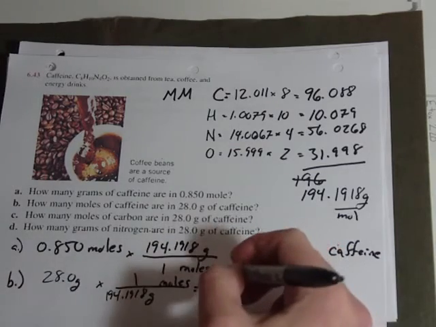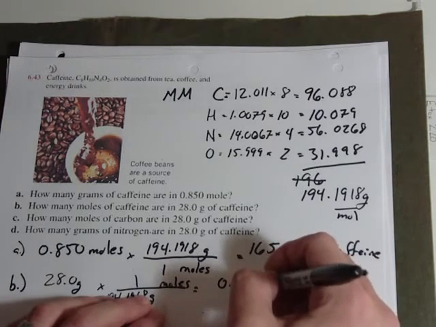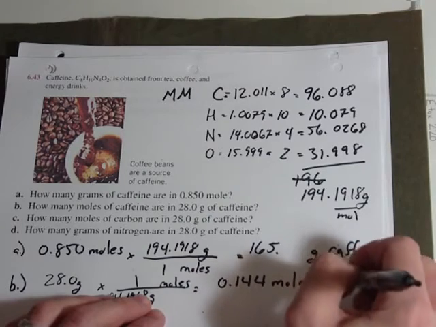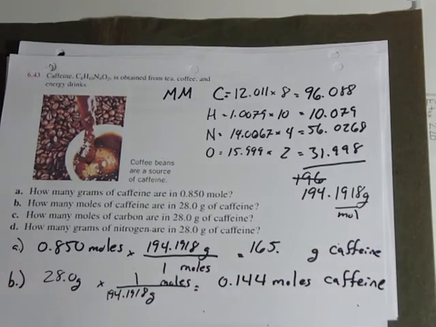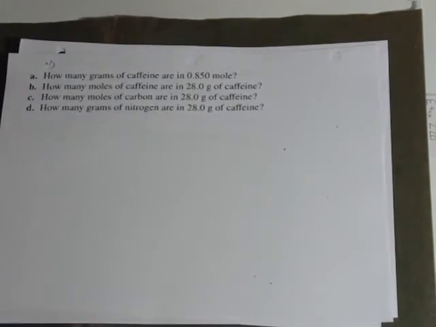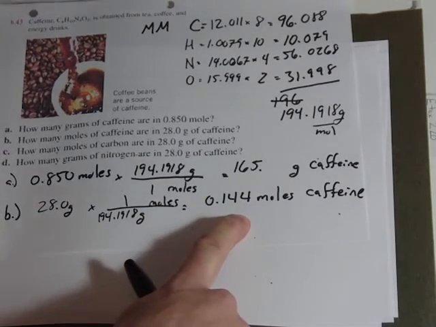And we get the number of moles: 0.144 moles of caffeine. And then looking at C, it's asking how many moles of carbon are in 28 grams of caffeine. And so we just solve for how many moles of caffeine we have. All right, so we can base our C and D off of part B.